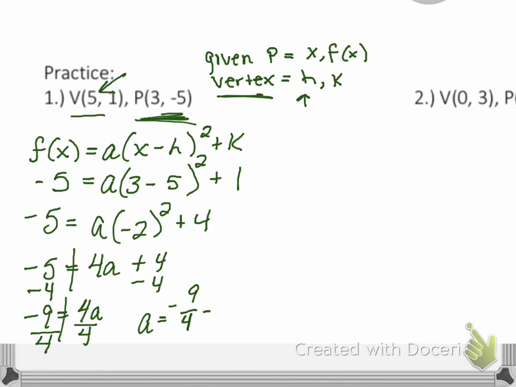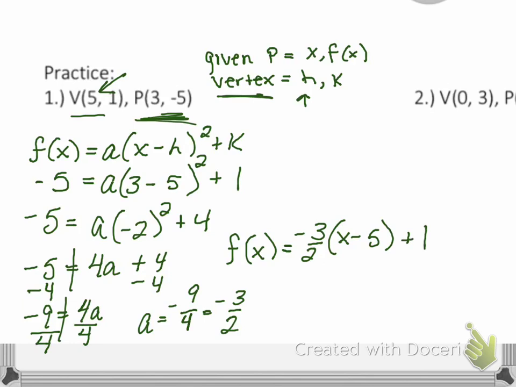Which I could actually reduce. Let's reduce that to negative 3 over 2. I like the reduced answer better. So now I have enough information to plug this all in to my vertex form. So I would have f of x is equal to negative 3 over 2, and then x minus 5 plus 1.